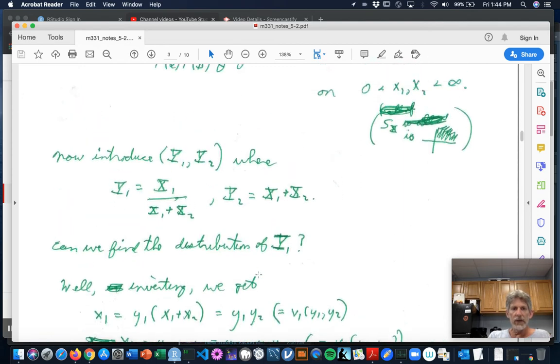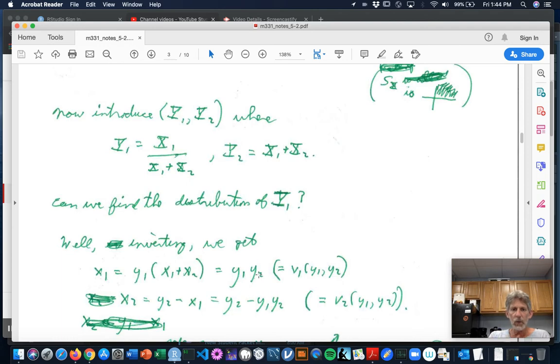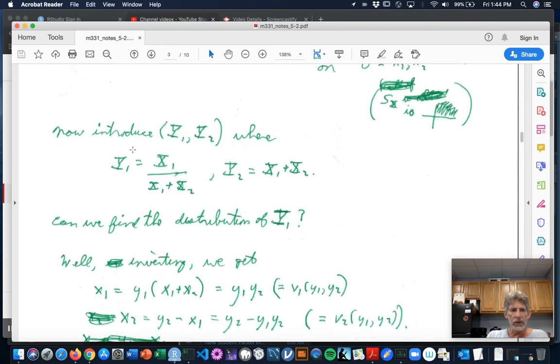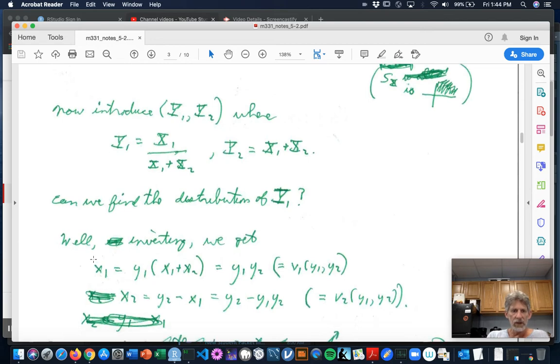So we need to do some back solving. We need to get x1 in terms of y1 and y2, and we need to get x2 in terms of y1 and y2. Here's how we get the y's out of the x's. How would we get the x's out of the y's? Well, let's see. x1, what would it be? One way to think about it is to solve this equation right there for x1. You would get y1 times x1 plus x2. But x1 plus x2 is y2. So there you go, x1 is y1 y2. So our inverting function, nu1, as a function of y1 and y2 is just y1 times y2.